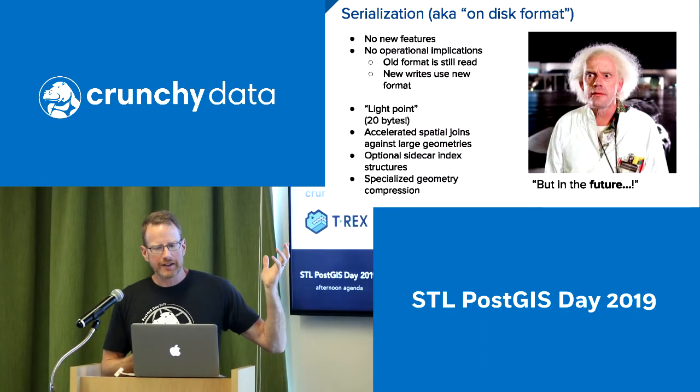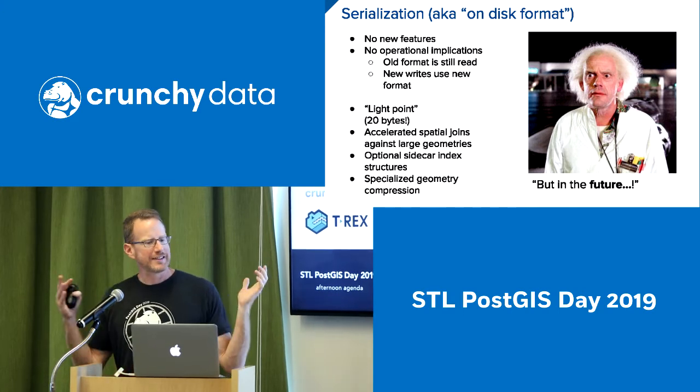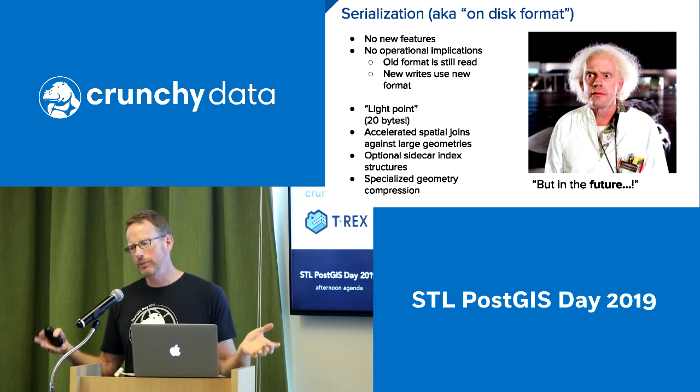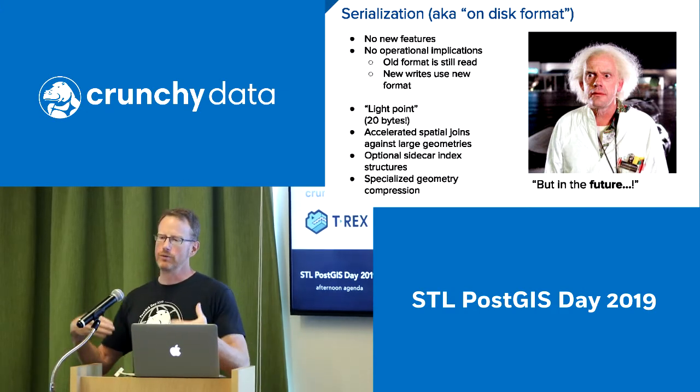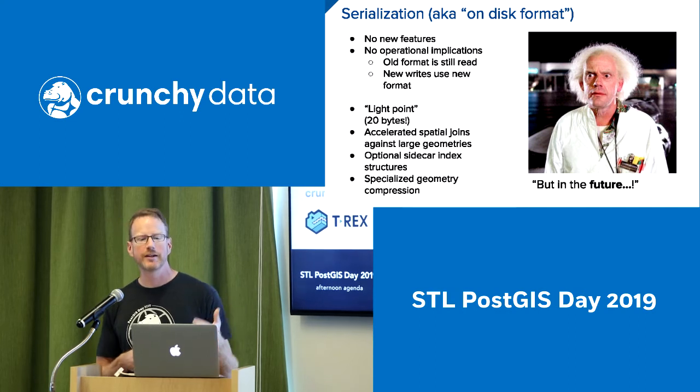I already talked about the on-disk format. Not much more to say because nothing has happened in terms of new performance. We've just added flags and not used them, so it won't be until PostGIS 3.1 that we start reaping the benefits of that. There'll be some spatial functionality that makes things faster, and there'll be this idea of lightweight point in a minute.